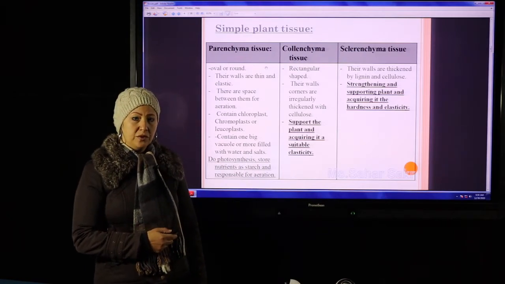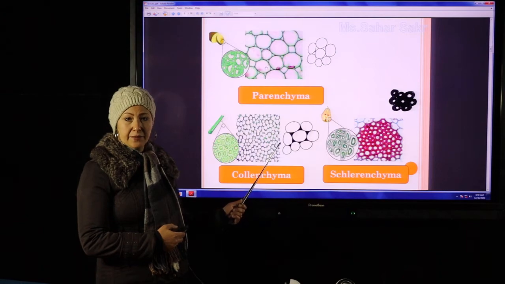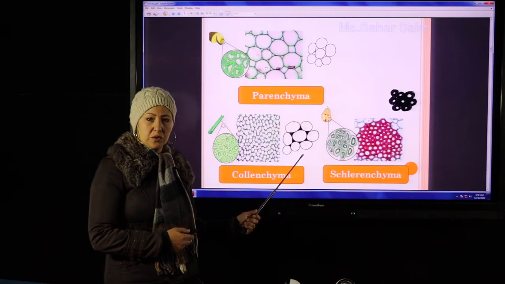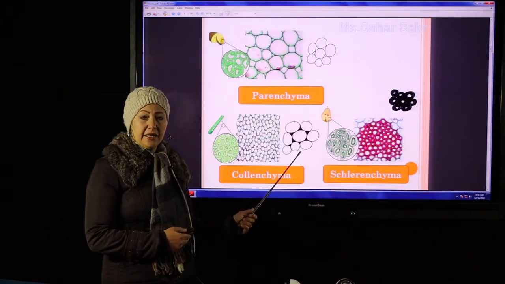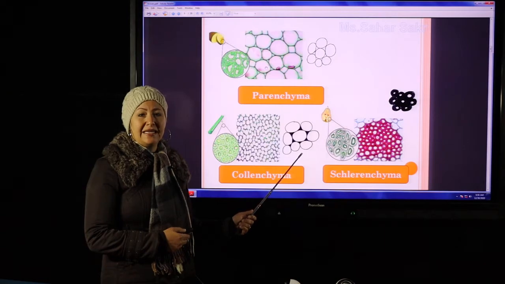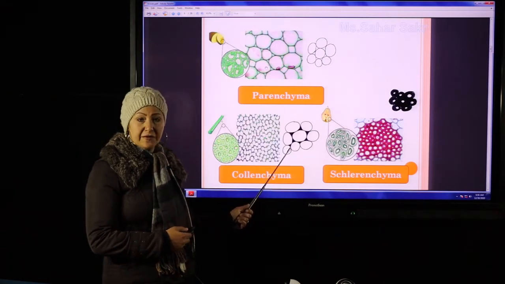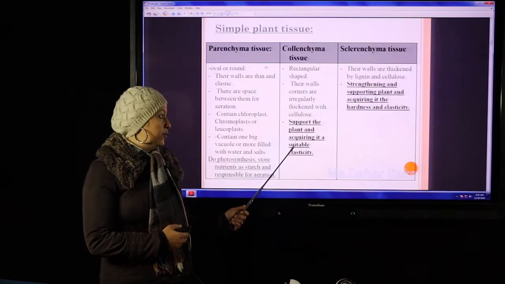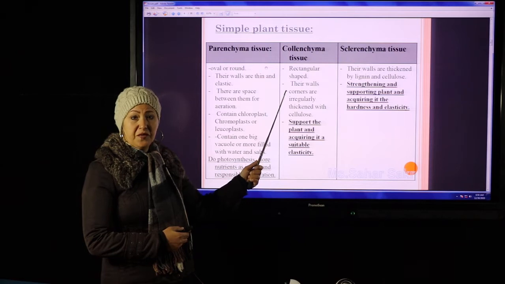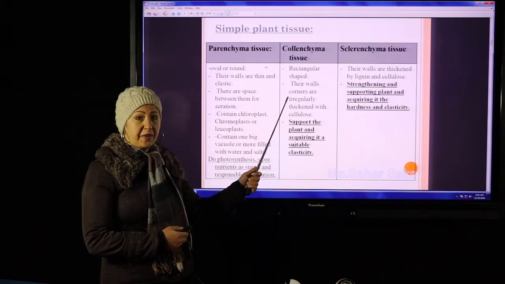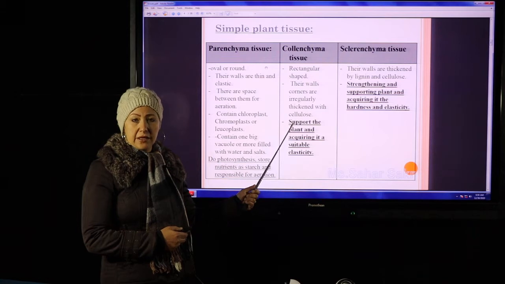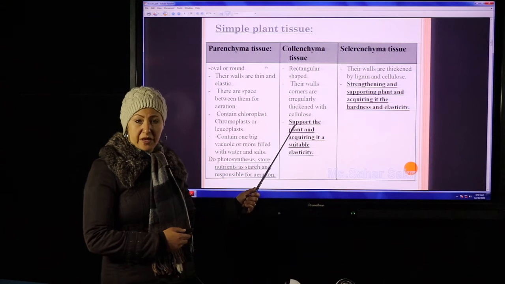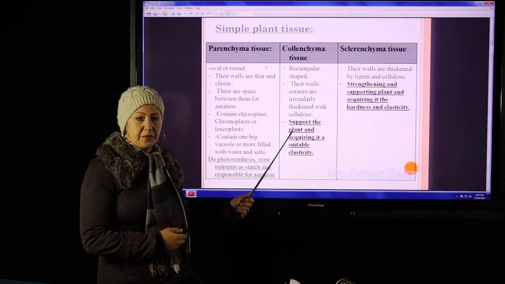This type of tissue contains cells. The cells here, or the corners between the cells, are thickened with a substance which is called cellulose. It's a flexible substance. It gives the plant the mechanical support or the elasticity. So the main function of this type of tissue is mechanical support because it gives elasticity for the plant. Okay, so in this type of tissue, the cells are rectangular shaped, and the wall corners are thickened with cellulose, which is a substance that gives the elasticity for the plant. So the main function here is the mechanical support for the plant.